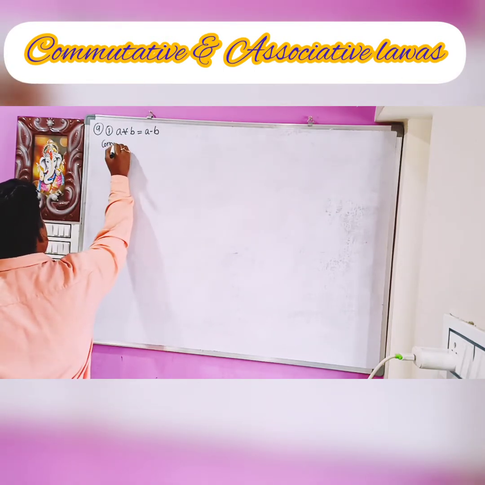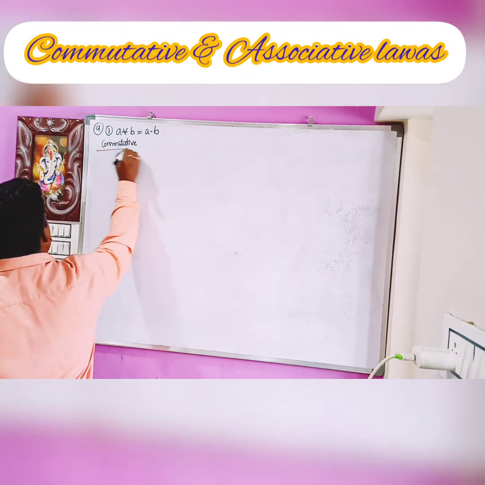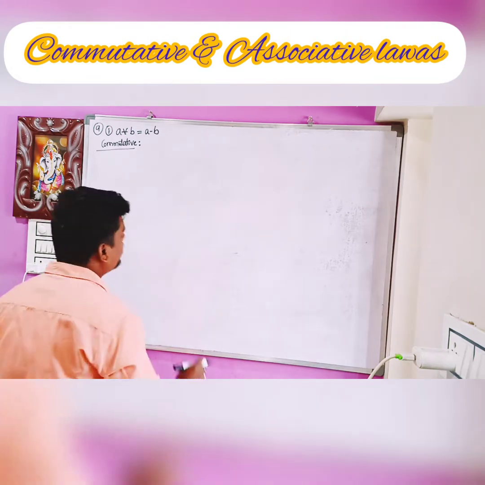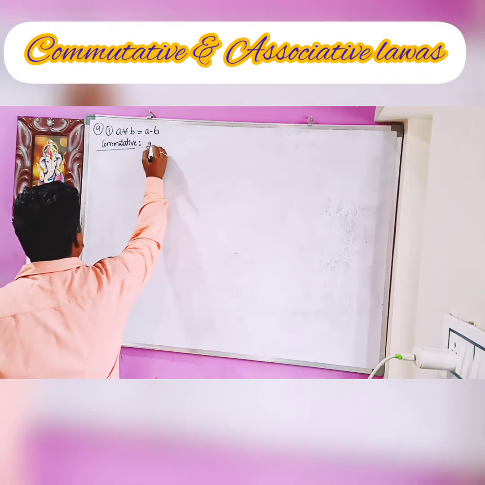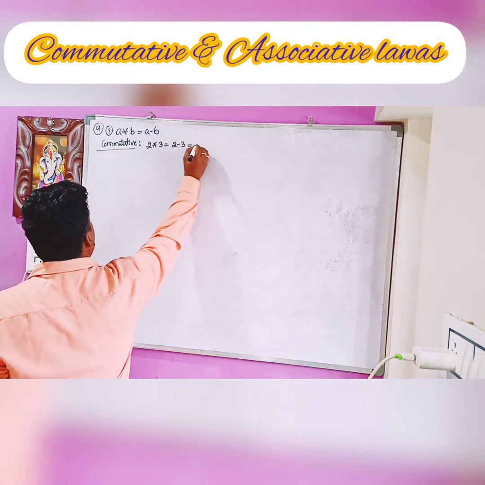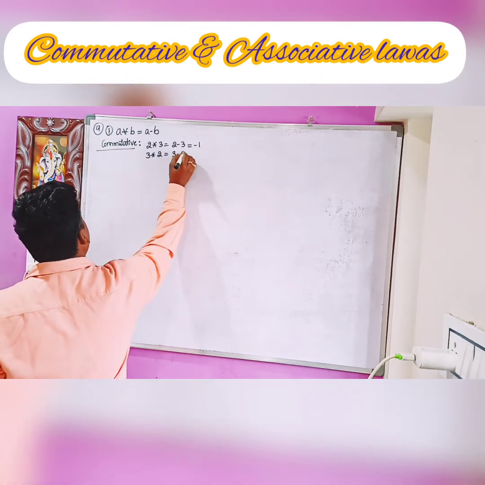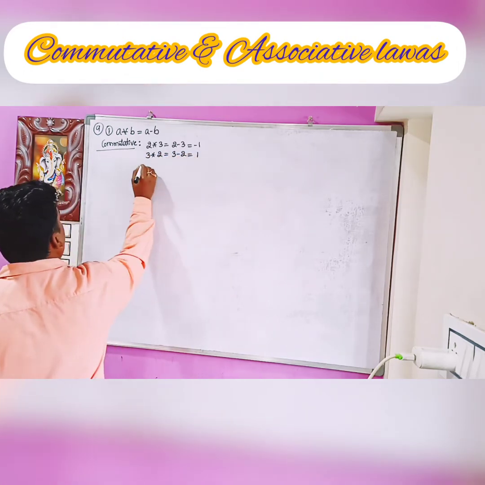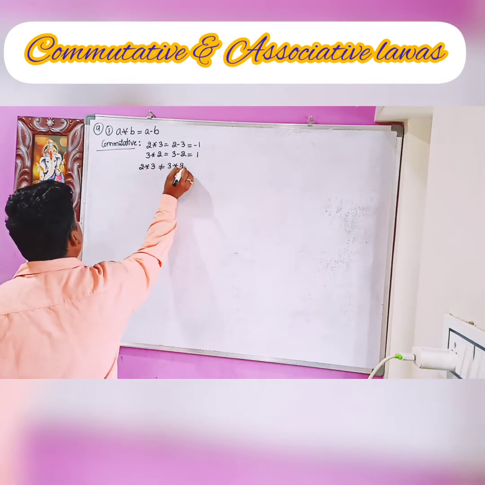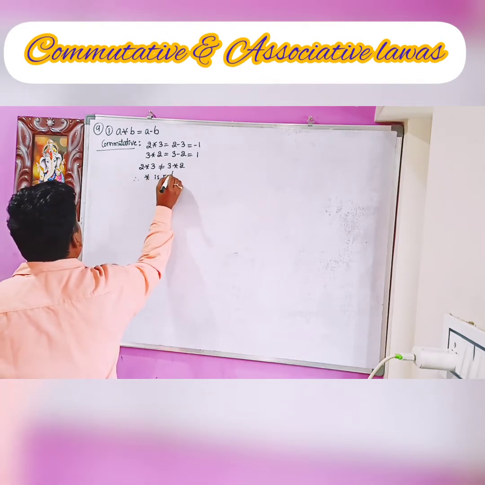For commutative, is A minus B the same as B minus A? It is not the same, so it is not commutative. With an example we can show it: 2 star 3 is equal to 2 minus 3, which is minus 1. 3 star 2 is equal to 3 minus 2, which is 1. So 2 star 3 is not equal to 3 star 2. Therefore star is not commutative.